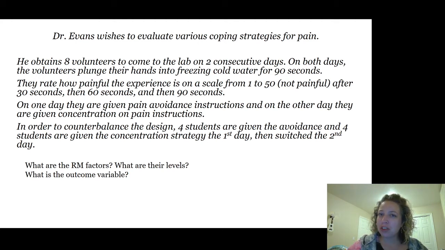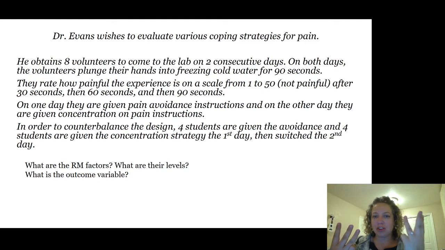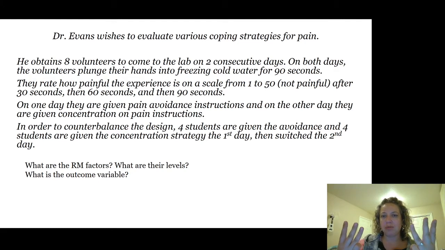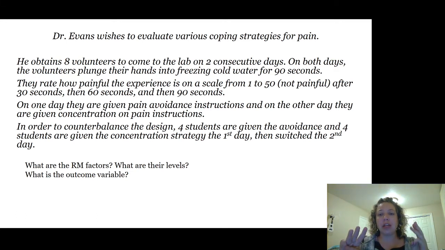But each person doesn't rate it once. They rate it 3 times on the first day and 3 times on the second day. So we could say they have 6 ratings, but 2 of them are after 30 seconds, 2 of them are at 60 seconds, and 2 of them are at 90 seconds. One of them's under pain avoidance. One of them's under pain focus or concentration. So we could do it 6, but usually we do a 3 by 2.